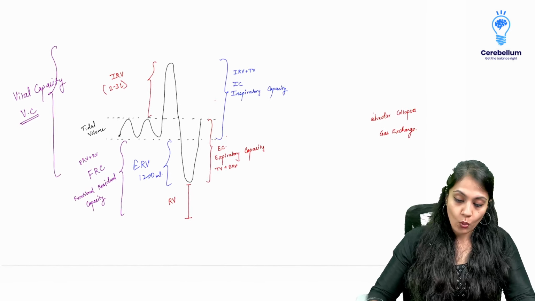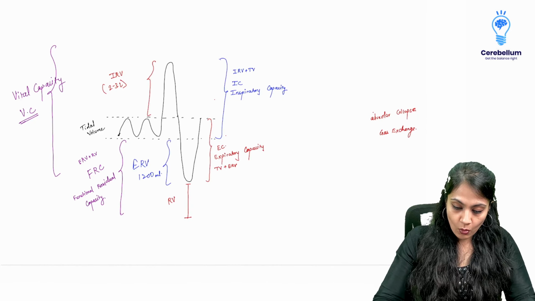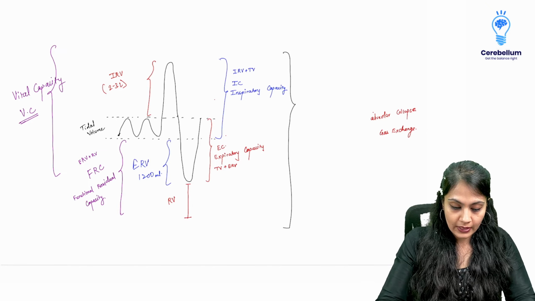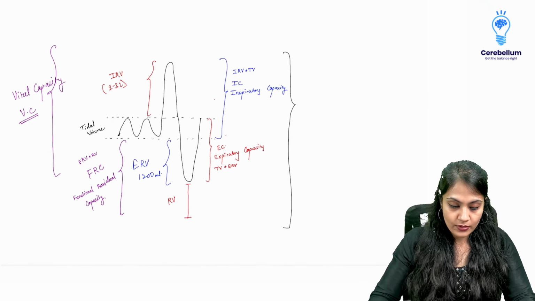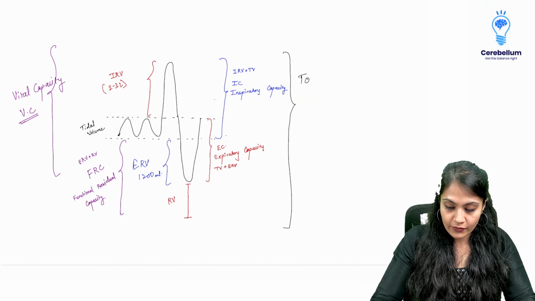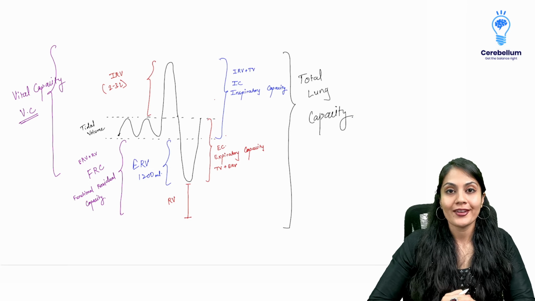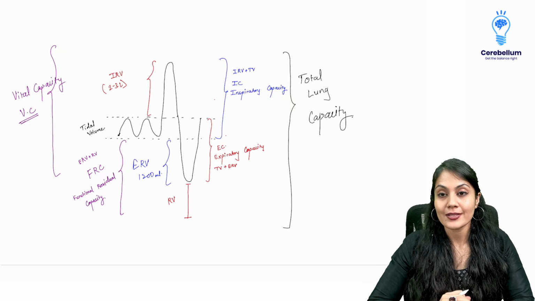Then if I add all of these values, this is known as total lung capacity. Of course, everybody knows this. This is known as total lung capacity. Total lung capacity, isn't it?